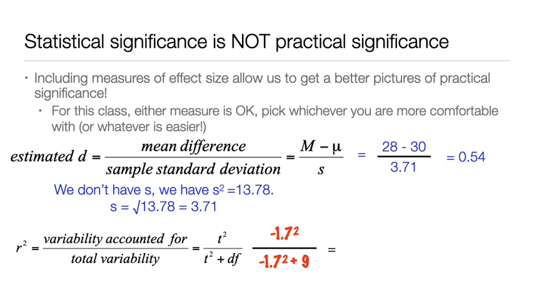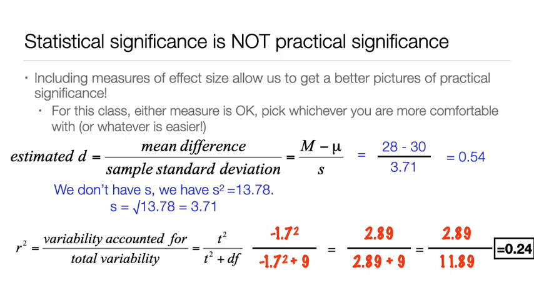When we look at our r squared, the variability accounted for, we take the t-value that we calculated, which was negative 1.7. We're just going to square that value in both the numerator and the denominator, then add degrees of freedom at the bottom. So we have 2.89 divided by 2.89 plus 9. That will be 2.89 divided by 11.89. This will give us an effect size of 0.24. This is going to be 24% essentially of the variability is accounted for by the effect.